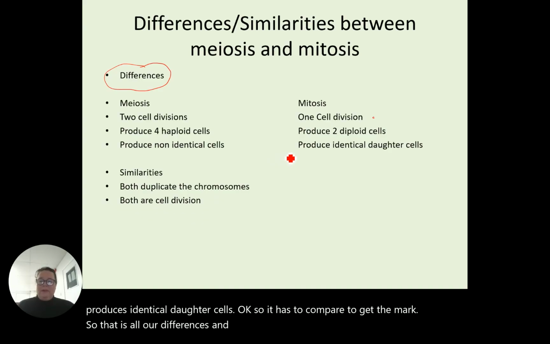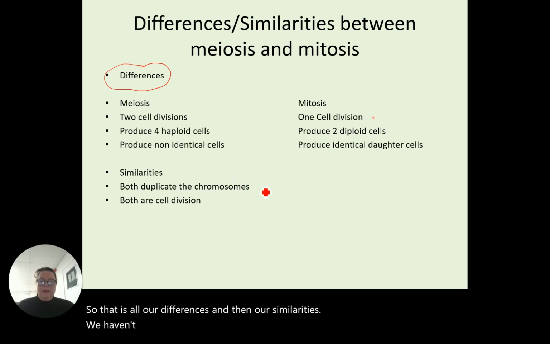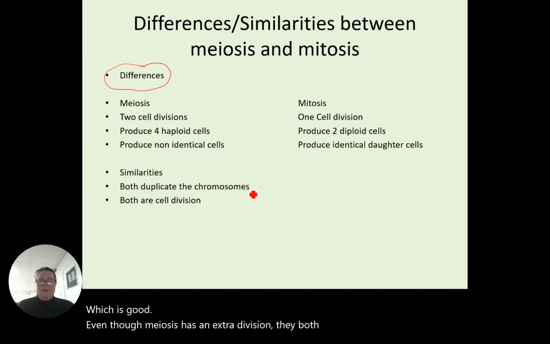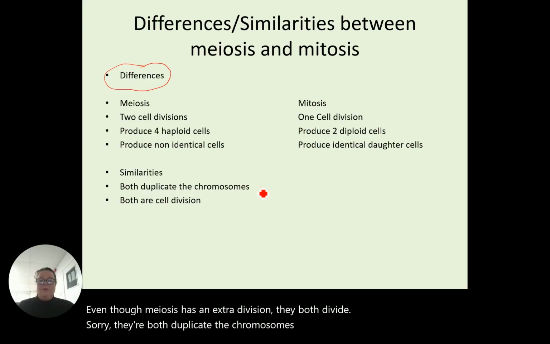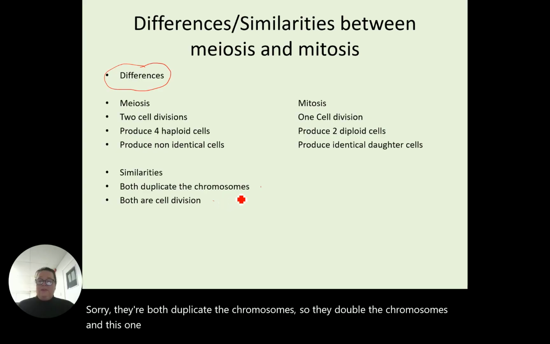And then our similarities, we haven't got quite so many. They both duplicate the chromosomes, which is good. Even though meiosis has an extra division, they both divide. They both duplicate the chromosomes, so they double the chromosomes. And they're both cell division, so they both divide.